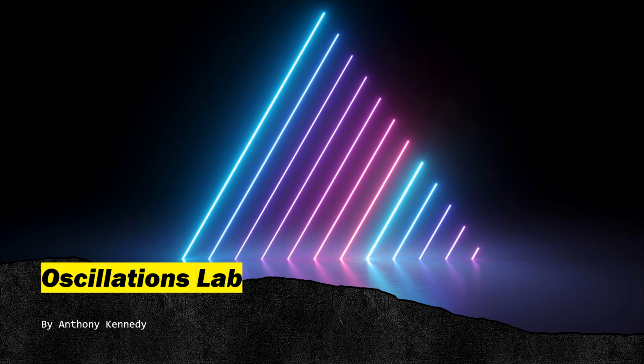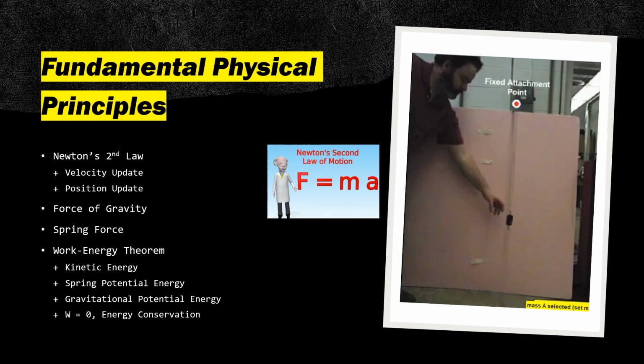In this lab, we will study the effect on the trajectory of an object attached to a spring by composite forces. The energies, the spring potential energy, the gravitational potential energy, and the kinetic energy are also very important for this lab. These are my fundamental physical principles, more namely Newton's second law with its accompanying velocity and position update. This allowed me to predict the future location of the object attached to the spring.